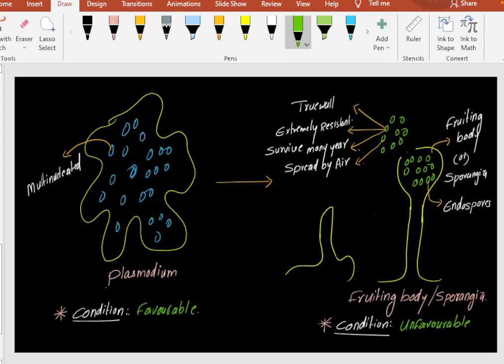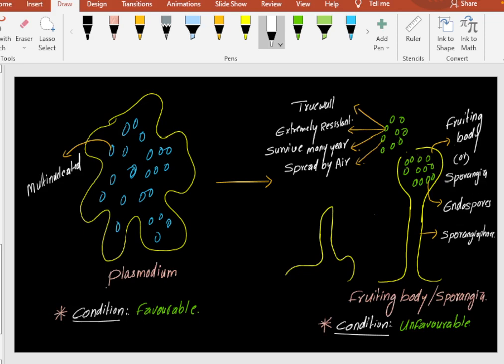So plasmodium is there. It has a multinucleated condition, many nuclei. That is in favorable condition. In unfavorable condition, all this plasmodium will be consumed, and it will form what? A fruiting body. At the tip of the fruiting body, this structure is called what? Sporangiophore. The stalk bearing sporangia is called the sporangiophore. The sporangiophore will bear the sporangia, the fruiting body.